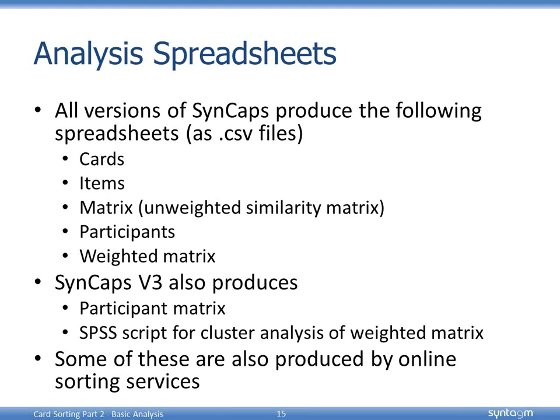There's also at the bottom of this list the weighted similarity matrix, which simply, as the name suggests, includes things like quality of fit. And then also there is a participants analysis, which shows you how many groups each participant produced, what their average quality of fit was, how consistent their results are with others, and so forth. Finally, SynCaps version 3 produces a similarity matrix for participants. So this actually shows you how similar the different participants who took part in your card sort were in the way that they sorted cards, and similarly to the SPSS script for cluster analysis of the item matrix, there's also one for the cluster analysis of the participant matrix.